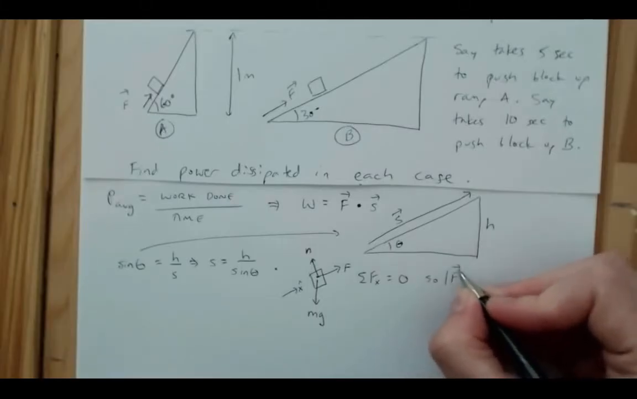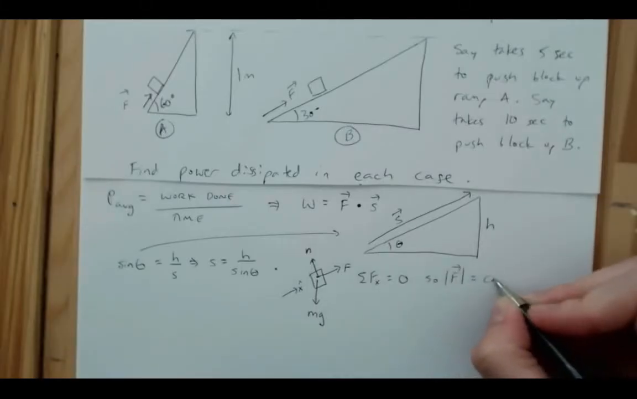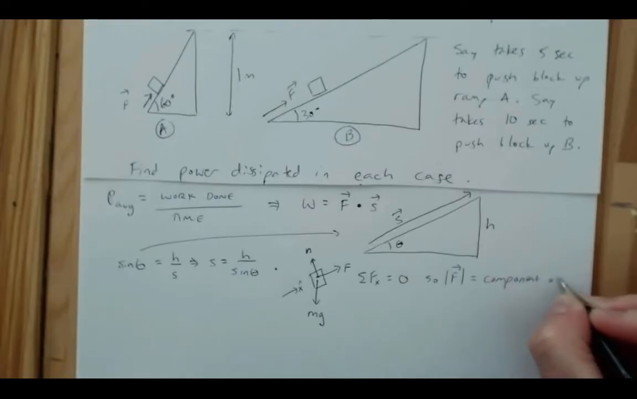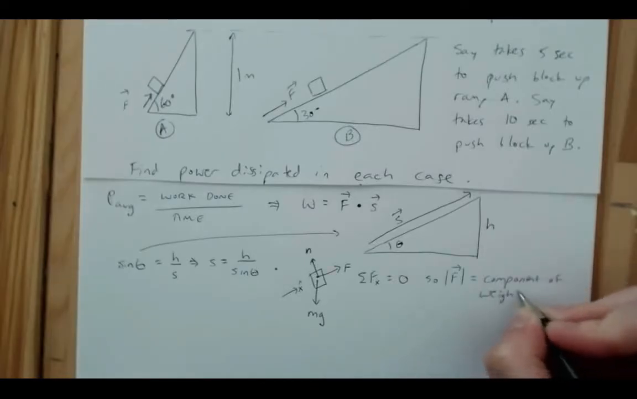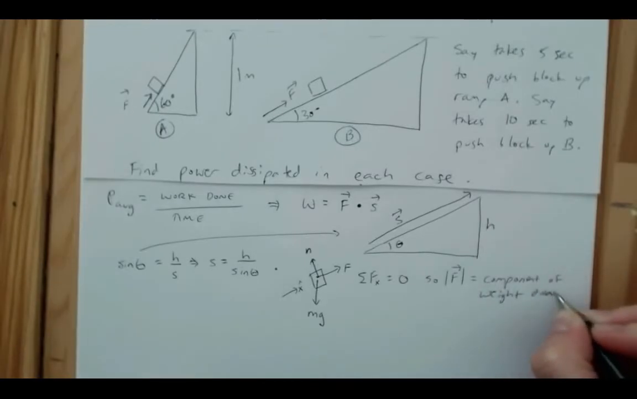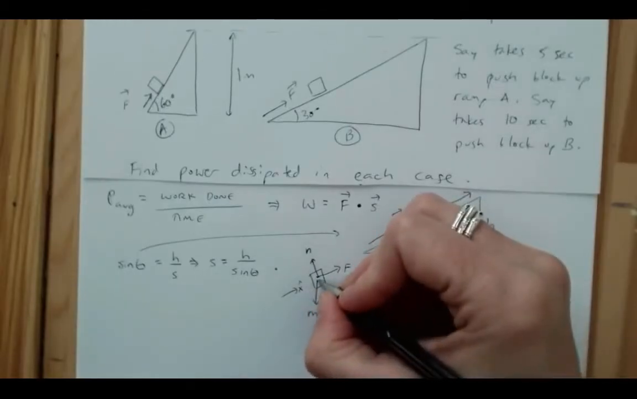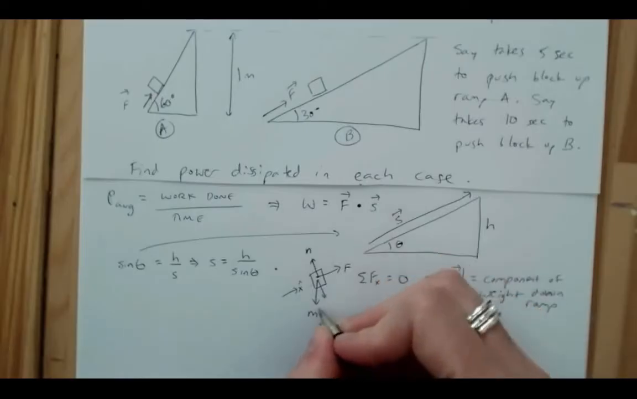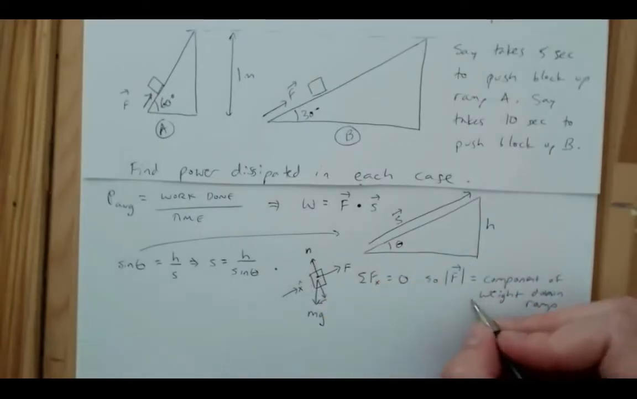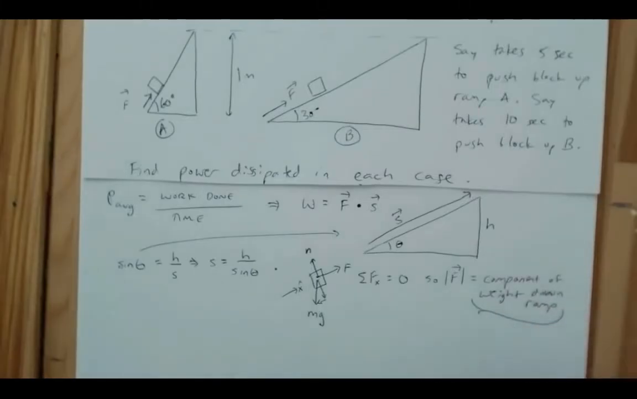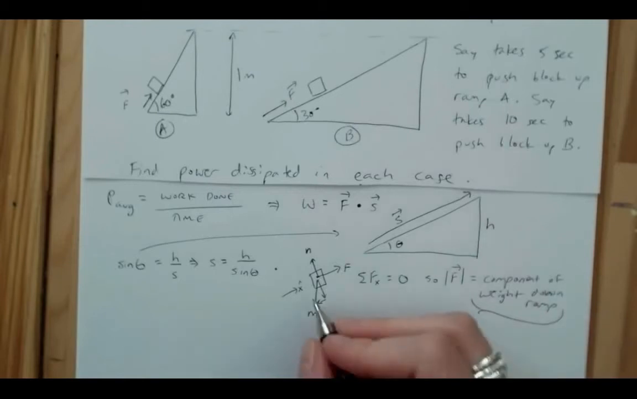So the magnitude of the force equals the component of the weight down the ramp. Right? This component of the weight. So remember this bit about drawing the components for this weight. And you should know and be comfortable with from our previous material that this is going to be equal to mg times the sine of theta.